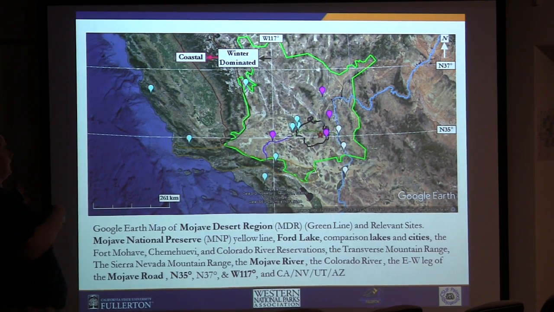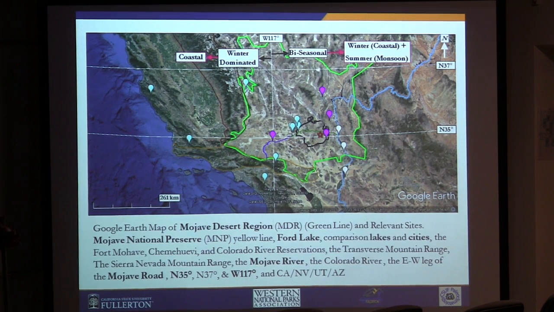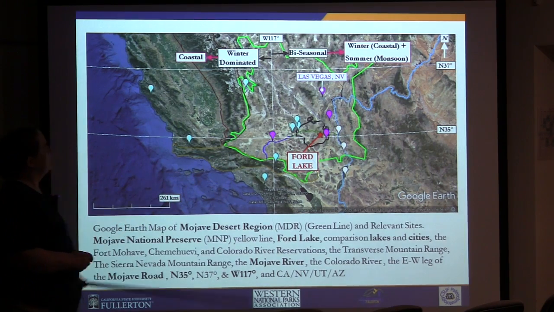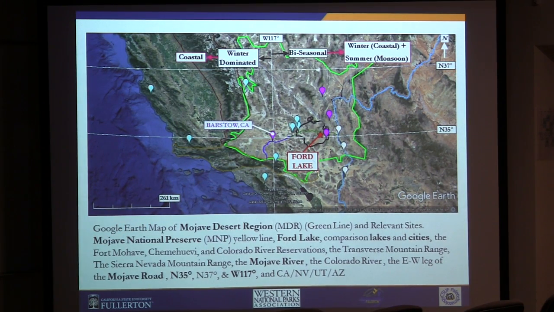And again, just to remind you, to the west of the 117, we end up with our winter-dominated regime, and then to the east, we have our bi-seasonal regime, where we have summer and winter. There's our Ford Lake. To the north, we have Las Vegas up here. And to the west, we have Barstow, Searchlight, Nevada, and Goffs, which is the little town where you turn off to go into the Ford Lake location. Our comparison sites will start up here: Abbott Lake, Zaca Lake, Lower Bear Lake, Lake Elsinore.